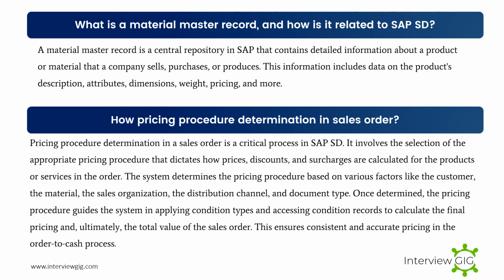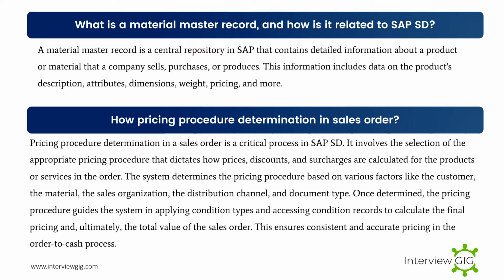What is a material master record and how is it related to SAP SD? A material master record is a central repository in SAP that contains detailed information about a product or material that a company sells, purchases, or produces. This information includes data on the product's description, attributes, dimensions, weight, pricing, and more.